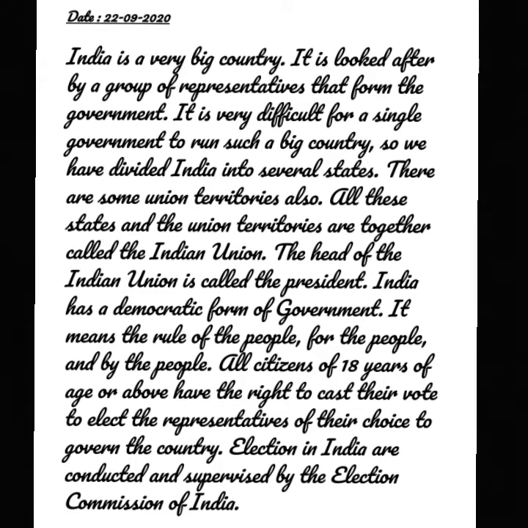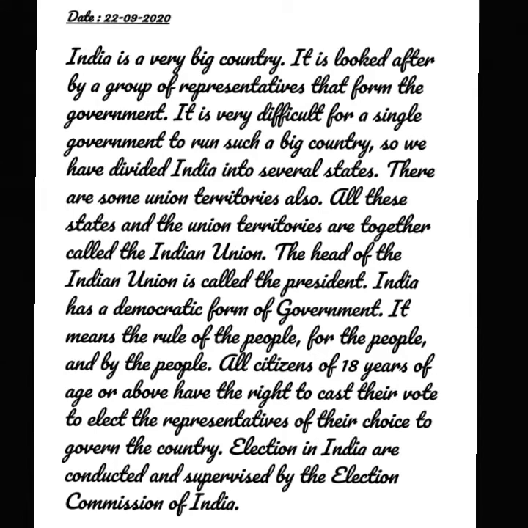The head of the Indian Union is called the President. India has a democratic form of government. It means the rule of the people, for the people, and by the people. All citizens of 18 years of age or above have the right to cast their vote to elect the representatives of their choice to govern the country. Elections in India are conducted and supervised by the Election Commission of India.